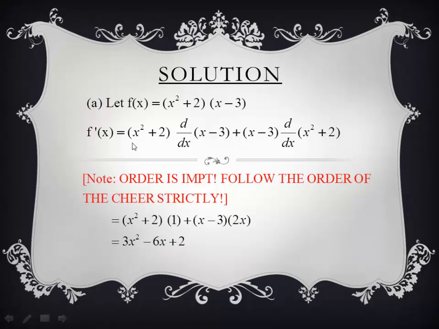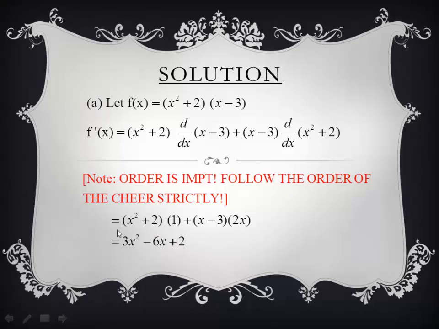So with this, we copy x squared plus 2. When we differentiate x minus 3, we obtain 1. Plus, we copy x minus 3. When we differentiate x squared, we will use the power rule. Power comes down, power minus 1, in which you get 2x, and when you differentiate plus 2, you will get 0.